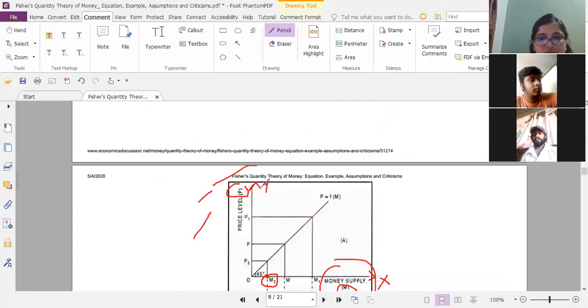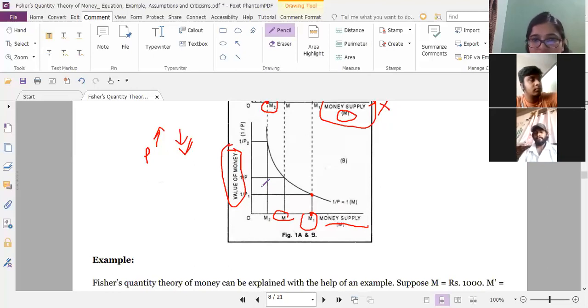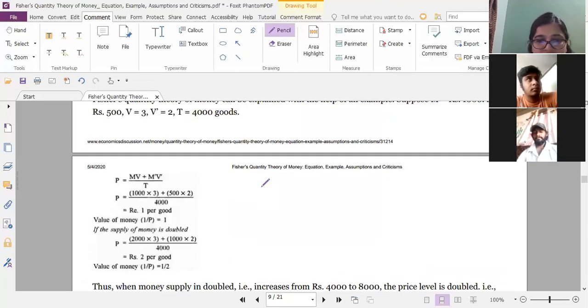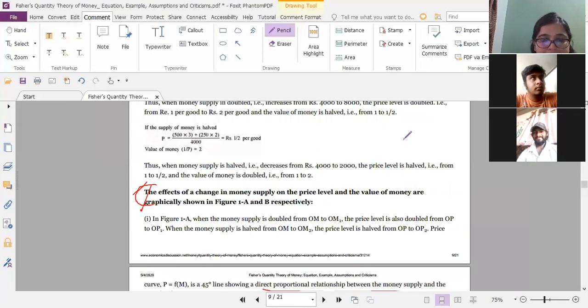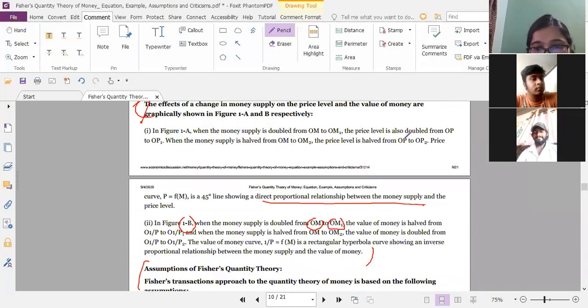Okay, if you want to draw this, I'll give you time. I'll just explain this first. Time is also up, I'll wind it up quickly. So the value of money is halved from OP to OP1, and when the money supply is halved from OM to OM2, at that time the value of money is doubled, from OP to OP2. If money supply decreases, the value of money increases, right?